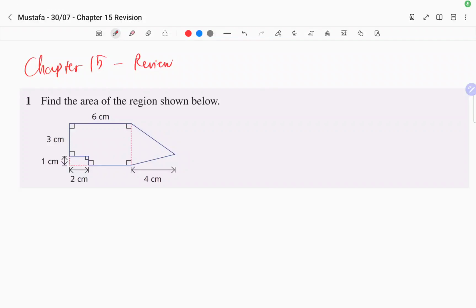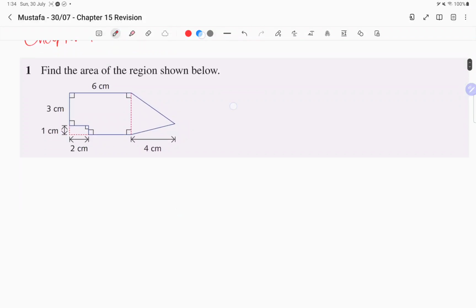Okay, what's the technique to do this one? You find the whole part and the small part and you minus. Yep, okay. So that will be area of the rectangle plus area of the triangle, and then minus the area of the tiny rectangle.